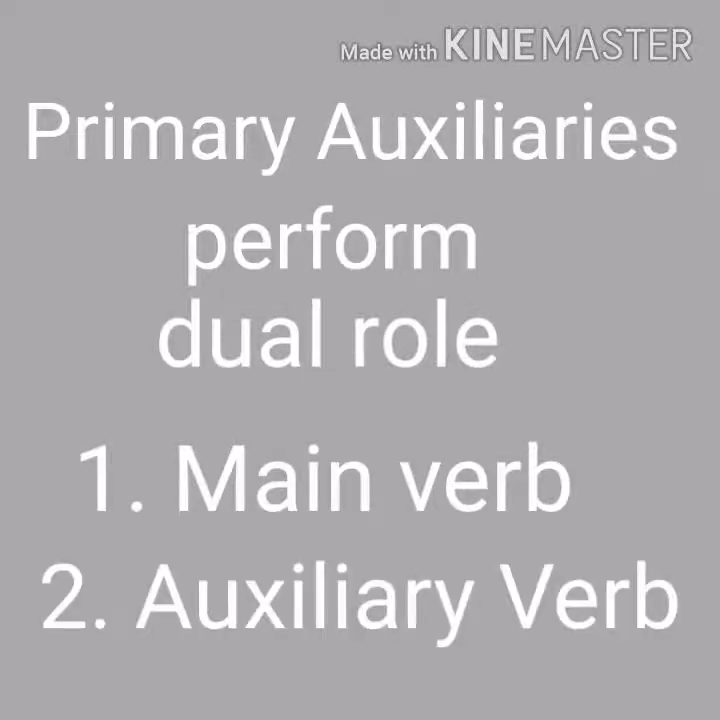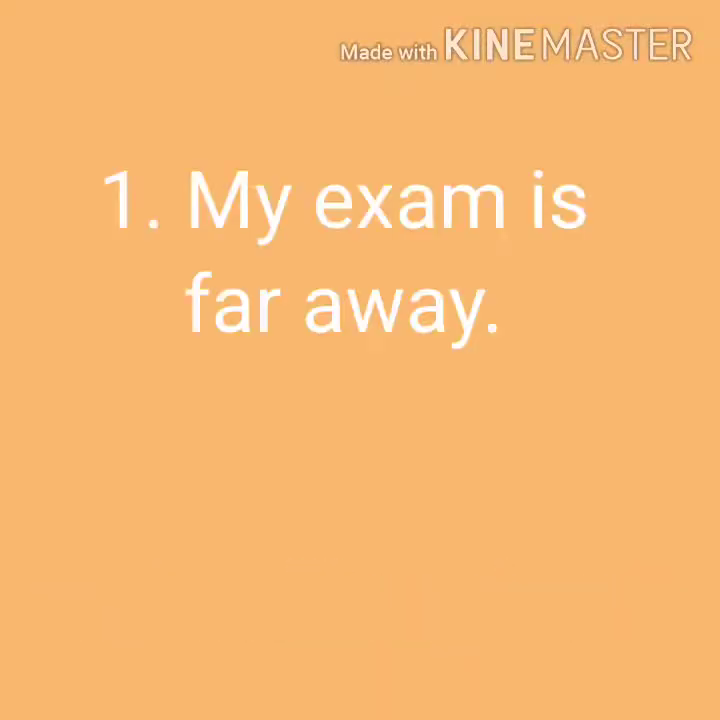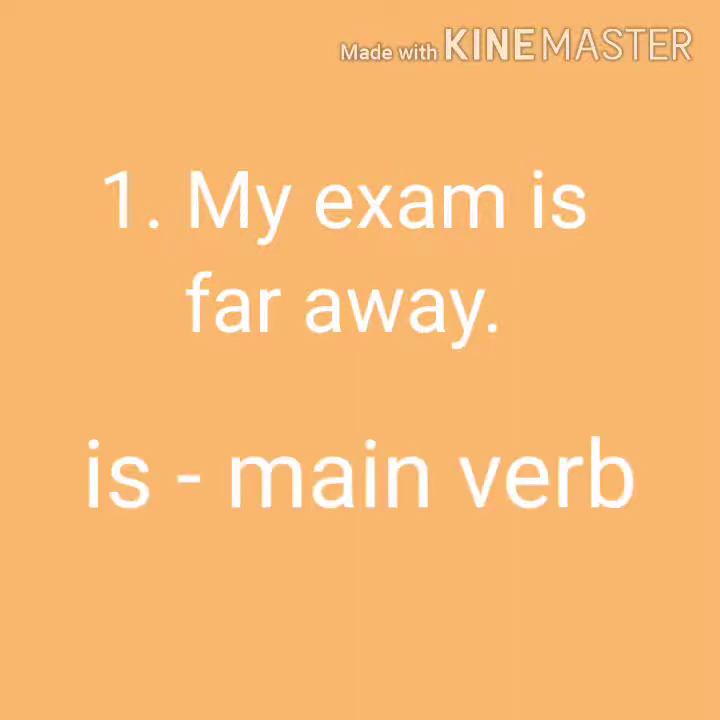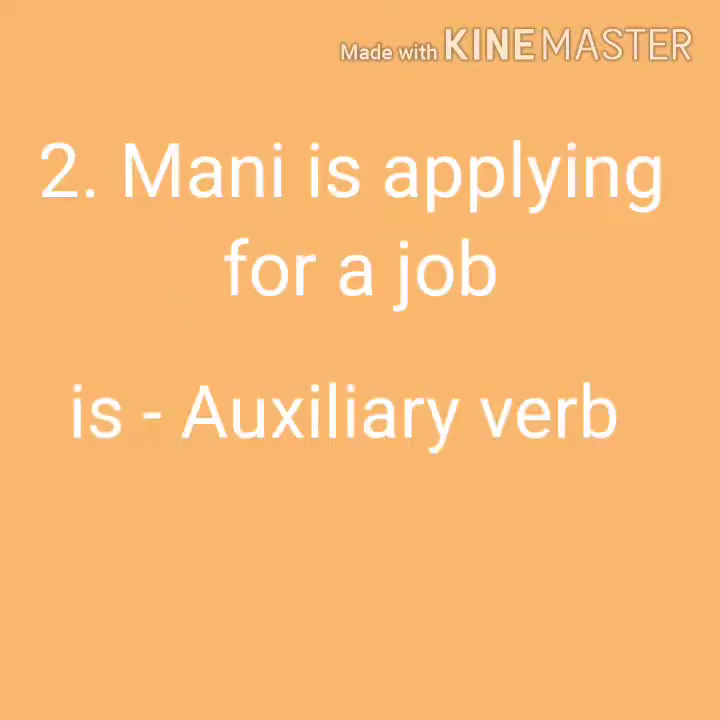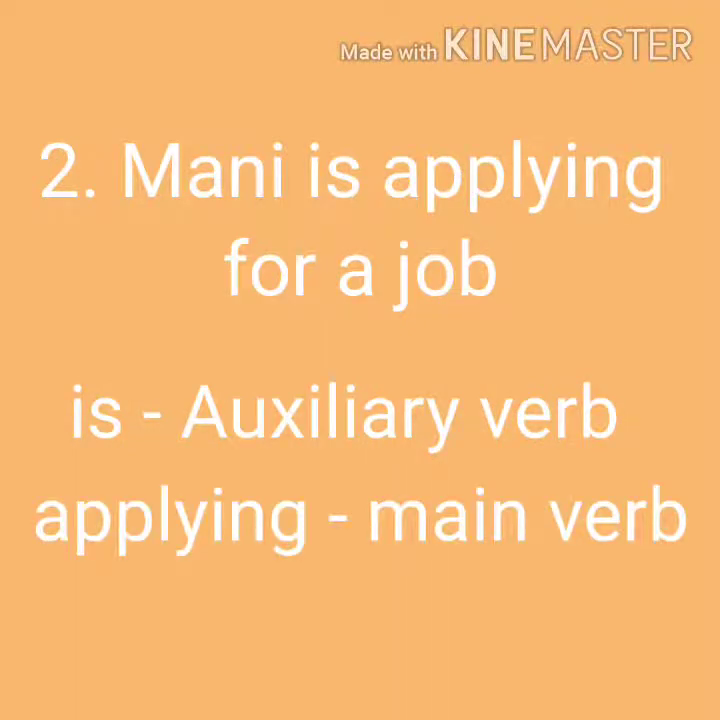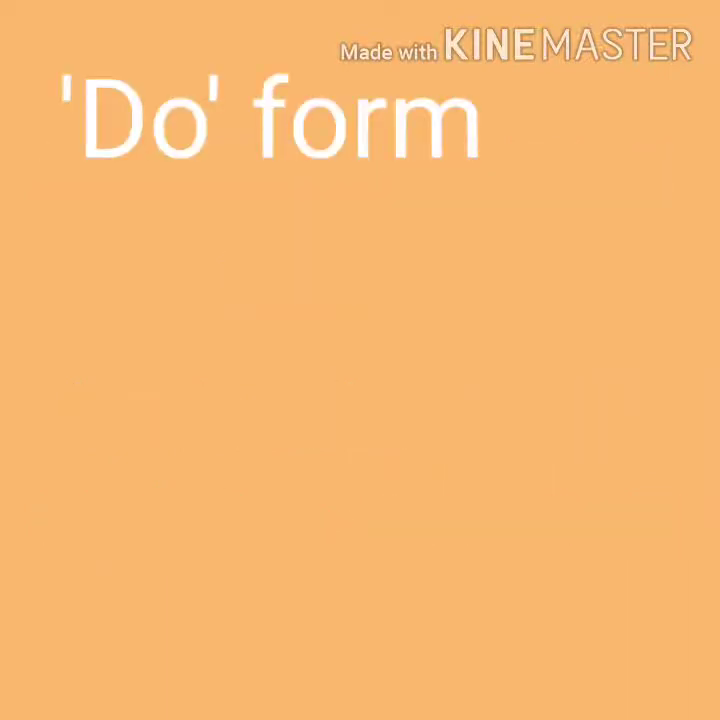Let me give an example for be form of the verb. My exam is far away. In this sentence, the verb is acts as the main verb. Money is applying for a job. In this sentence, is applying is the verb, and is plays as the helping verb, whereas applying is the main verb.